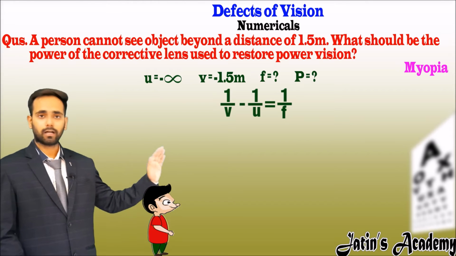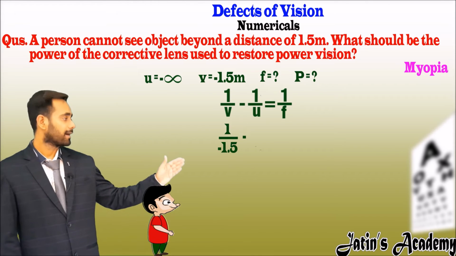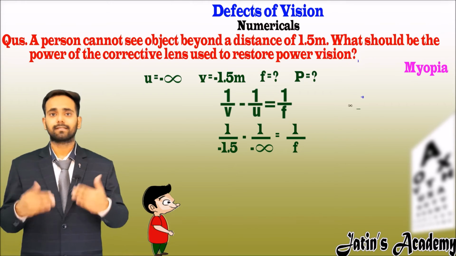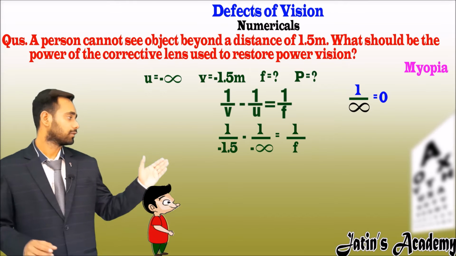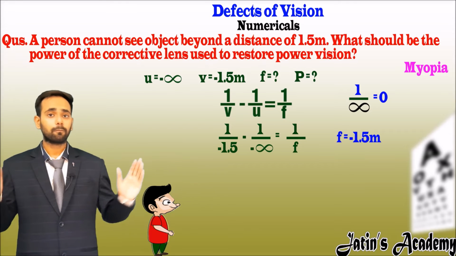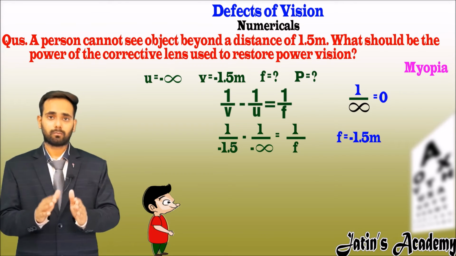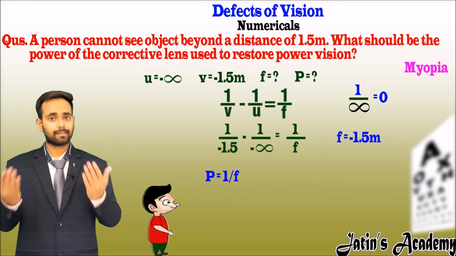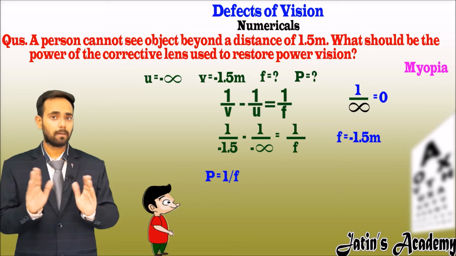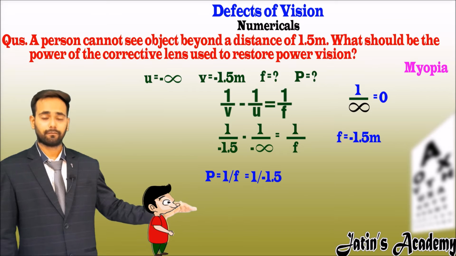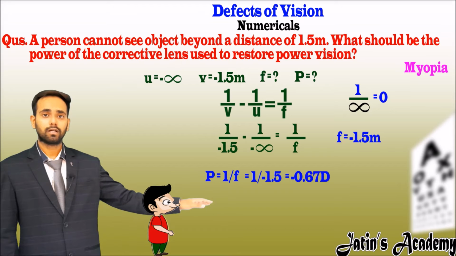Here we get 1 upon minus 1.5 minus 1 upon minus infinity equals 1 upon f. Here 1 upon infinity is nothing but 0, and after calculating we get the value of focal length, that is minus 1.5 meter. Now put this value in the power formula. Power equals 1 upon f. Here we put the focal length as it is. Why? Because it is given in meter. So P equals 1 upon minus 1.5. After solving, we get power equals minus 0.67 diopter.